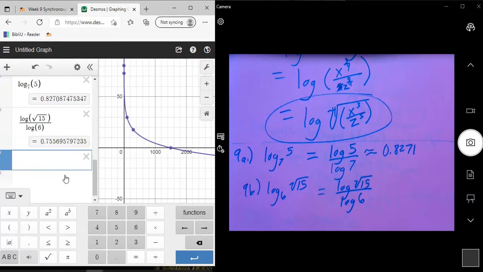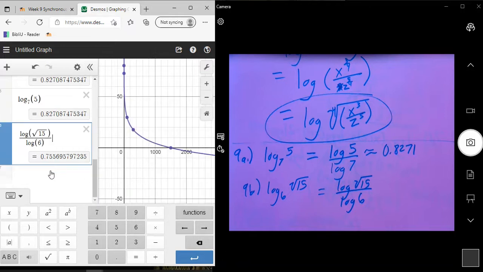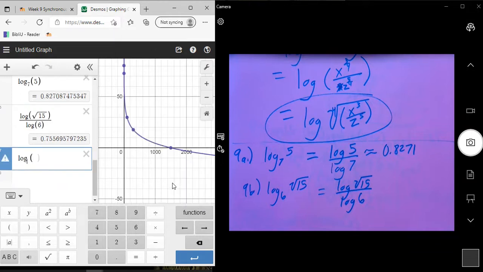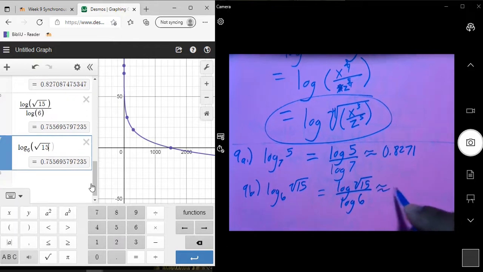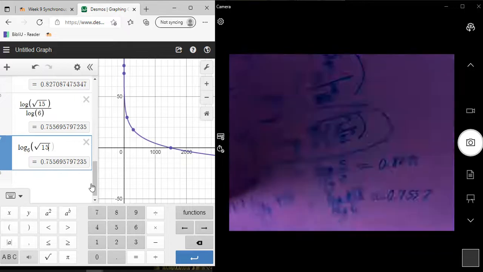Okay, and then again we could test it. So we could test it. It'll be log. The base would be 6. Then what we will put in the parentheses would be the square root of 15. And it gives us the exact same answer. So rounded to 4 decimal places, it'll be 0.7557.